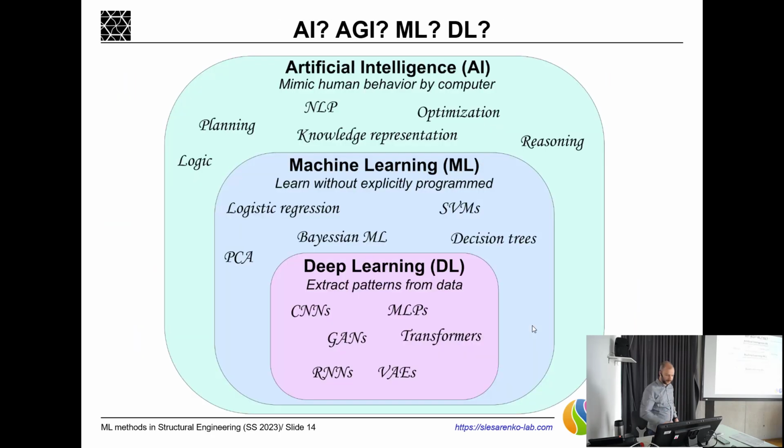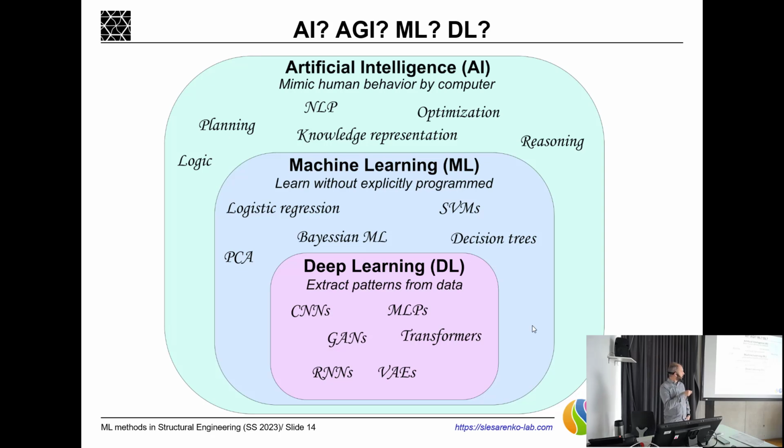So, and now let's talk a little bit about AI, machine learning, and deep learning. What does it mean? What's the difference between these three terms? And to be honest, I'm not a big fan of this particular differentiation, but at the same time, it's very, very common.